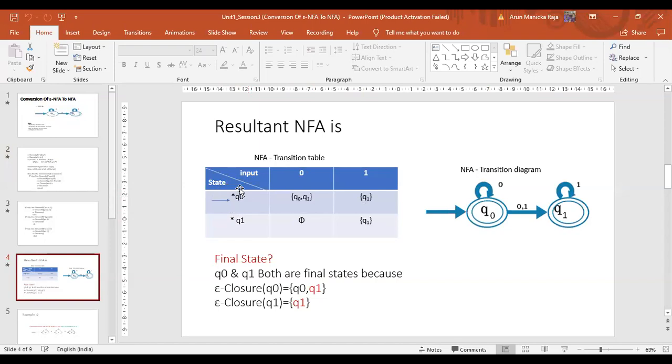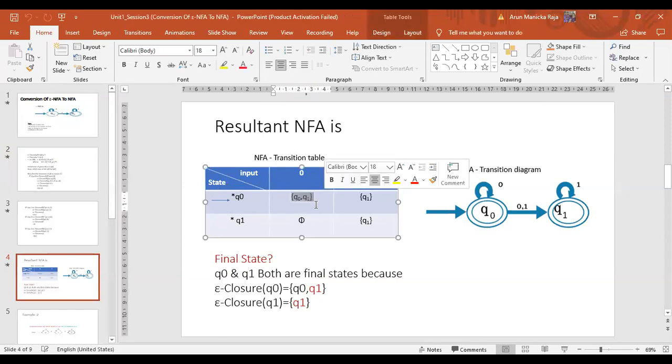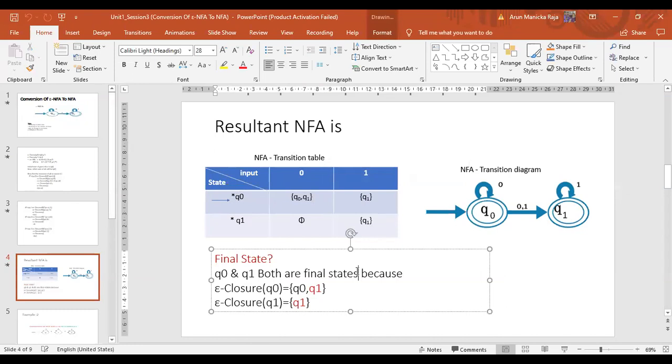Here the states are Q0 and Q1, the inputs are 0 and 1. With the help of transitions, we can put the value here. Then how we can calculate the initial state? Already we defined, that we just take it from the input diagram, the NFA with epsilon. And here how we can calculate the final state? How we can calculate the final state? Anyone?